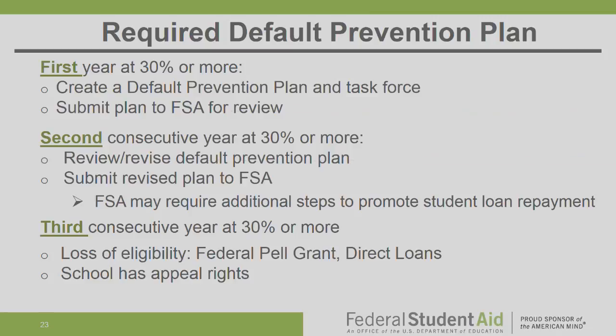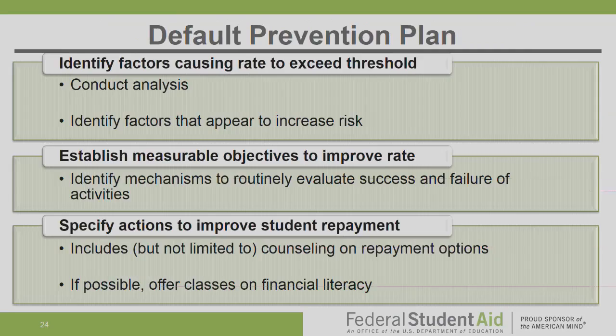But what we like to do, the analysts at the department, is just evaluate that plan. We look at things like, do you have a calendar? Do you have measurable steps that you work with the servicer? We're going to look at some key areas that we think should be included in that plan so that you can work that plan. And then unfortunately, in the third year, if you have 3 consecutive years of 30% or greater, you will lose eligibility for your grant program and your direct loans.